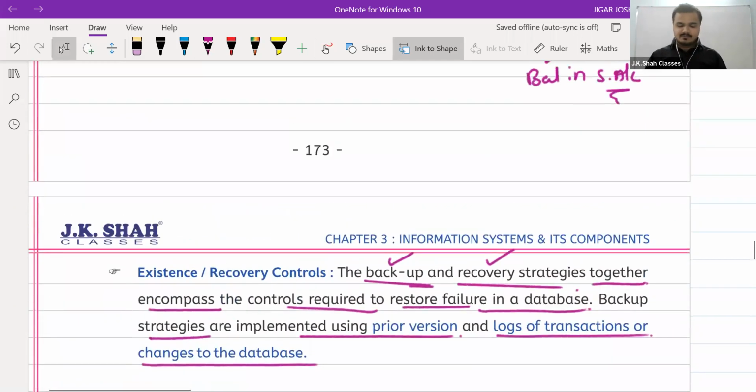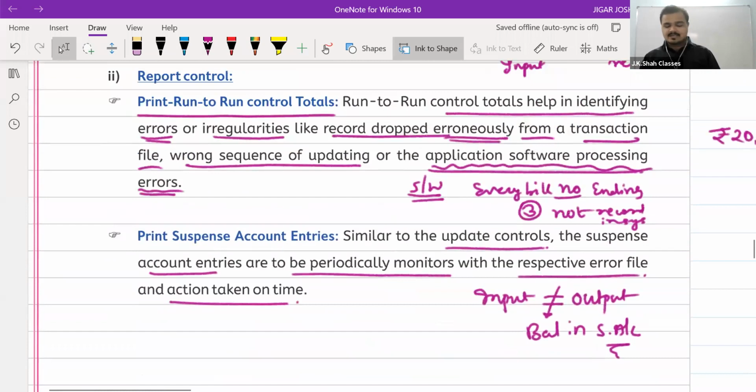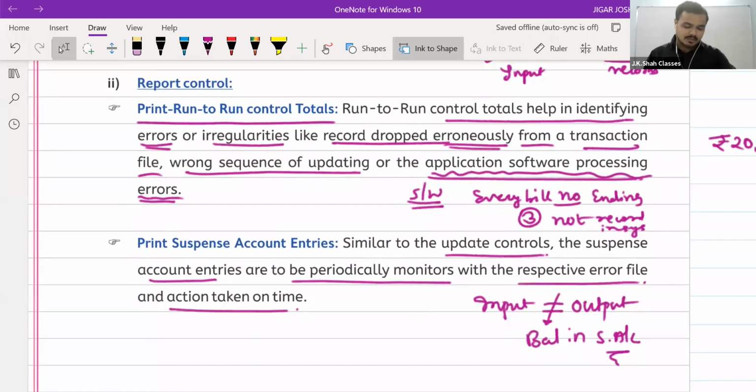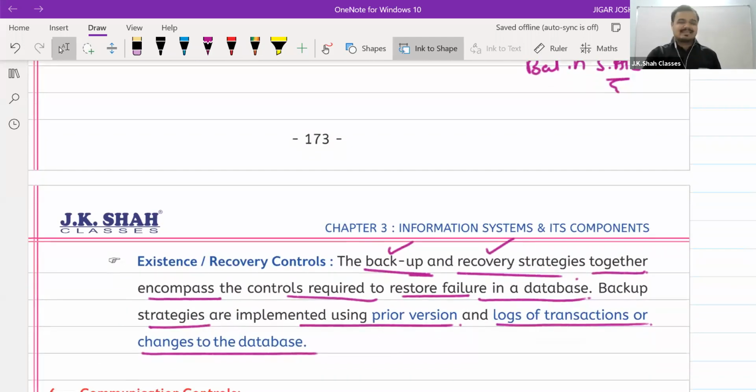Any doubt, any queries, any confusion? I request my dear chartered to please read these 3 points: print run-to-run totals, print suspense account, and also existence and recovery controls. Please refer to it very fast, very quick. Please, my dear chartered.